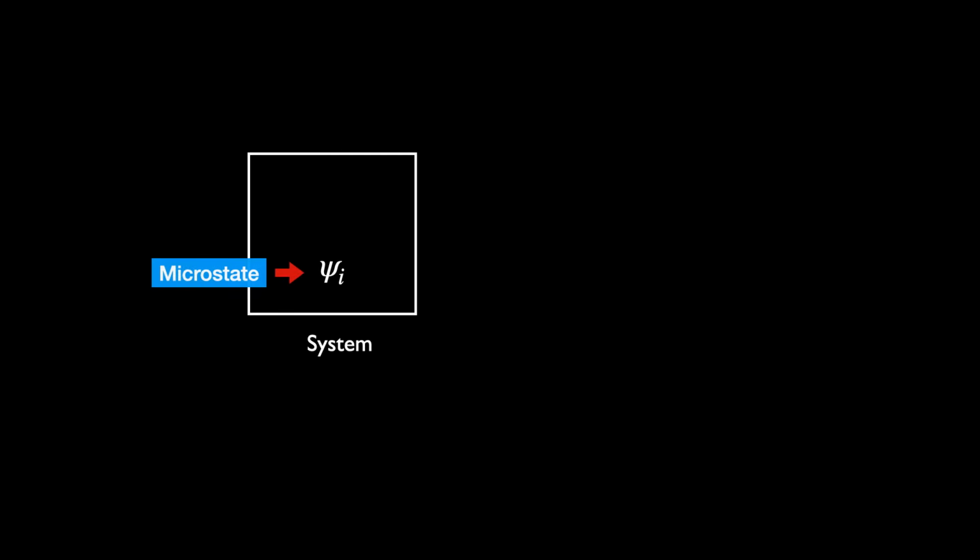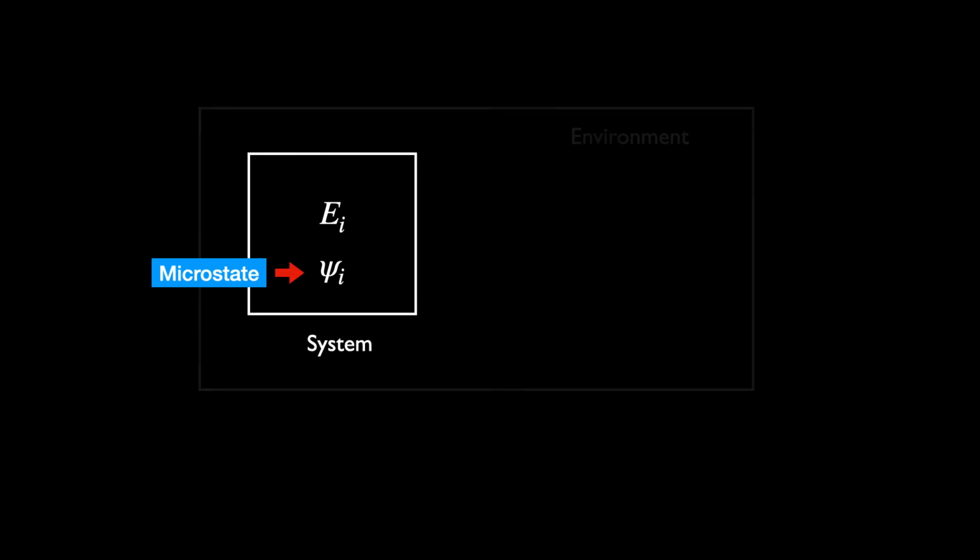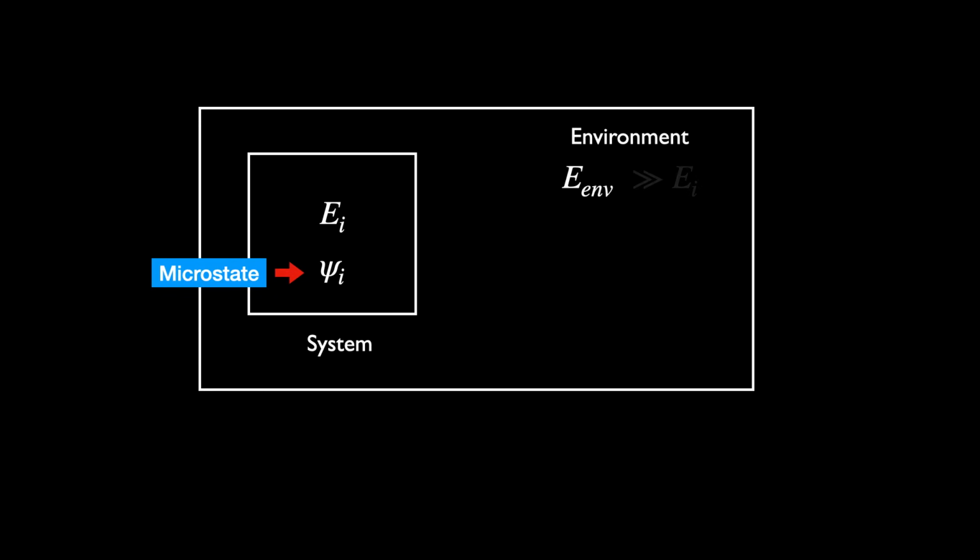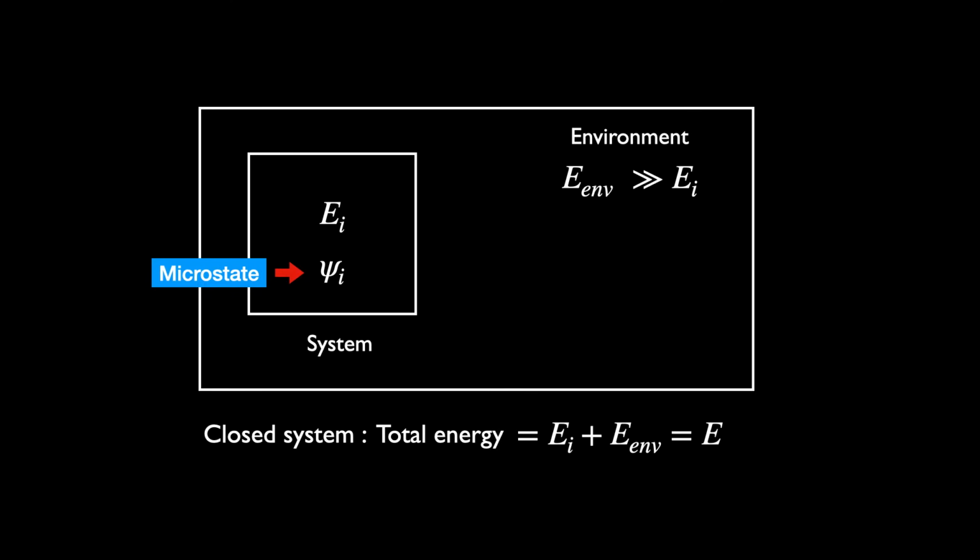The Boltzmann distribution applies to the following scenario. Consider a system in microstate psi_i having an energy E_i and immersed in an environment with energy much higher than the system. We assume that they form a closed system with a conserved total energy of E. And furthermore, the walls of the system also allow heat to be exchanged with the environment, but not particles.